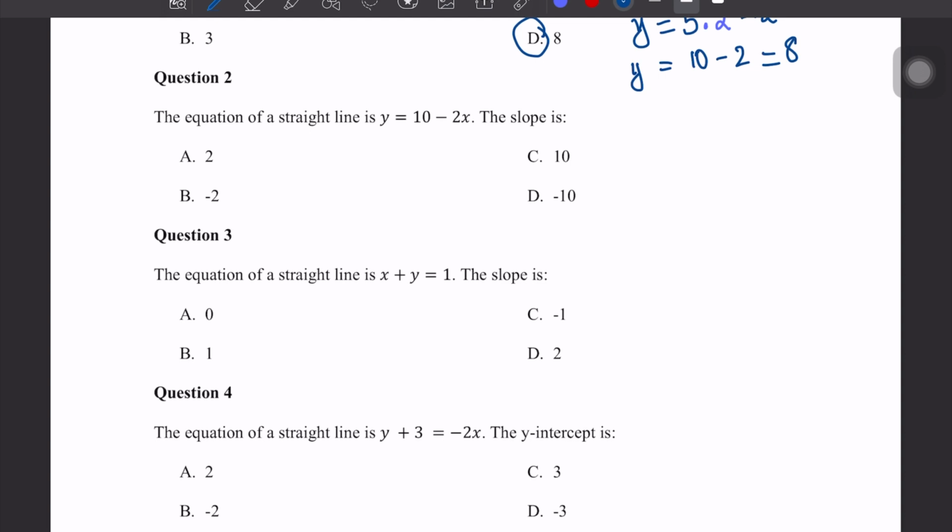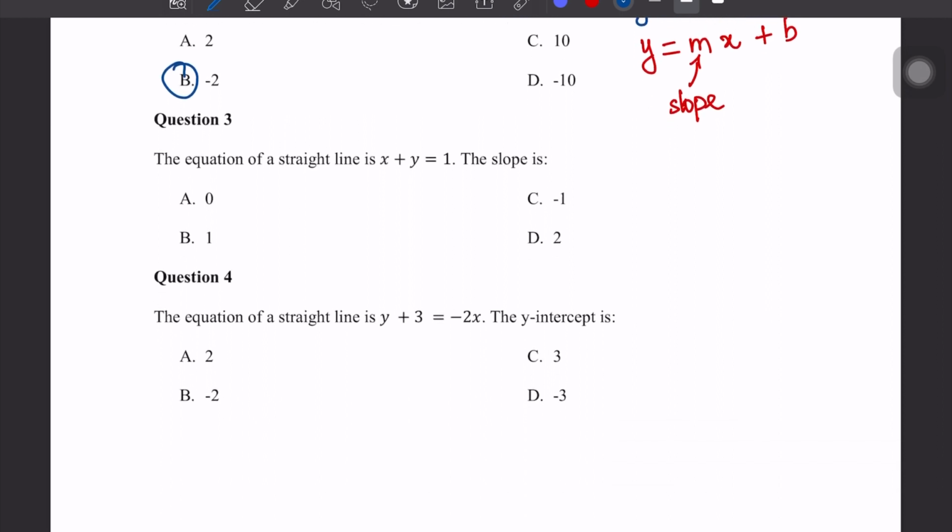Question number 2. The equation of a straight line is y equals 10 minus 2x. The slope is what? Normally we have the slope-intercept equation as y equals mx plus b. In there, the slope is the coefficient that attaches to x. So let's find the coefficient that attaches to x here. The slope would be negative 2.